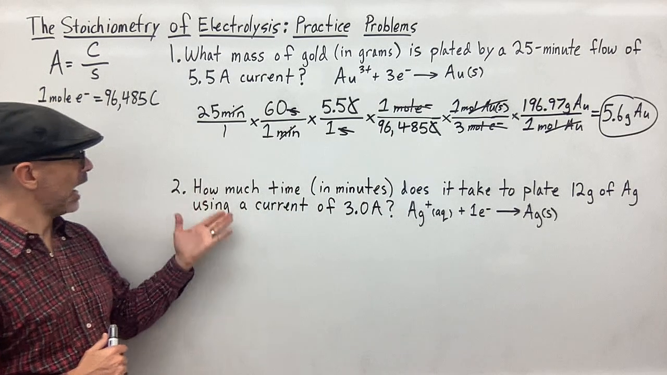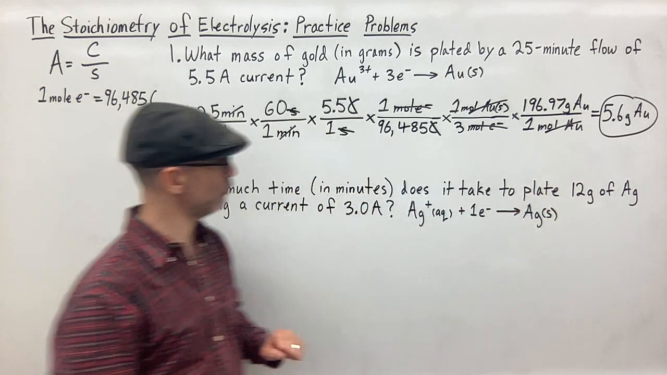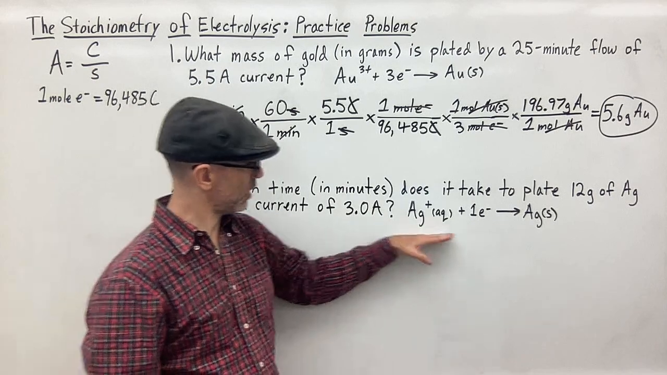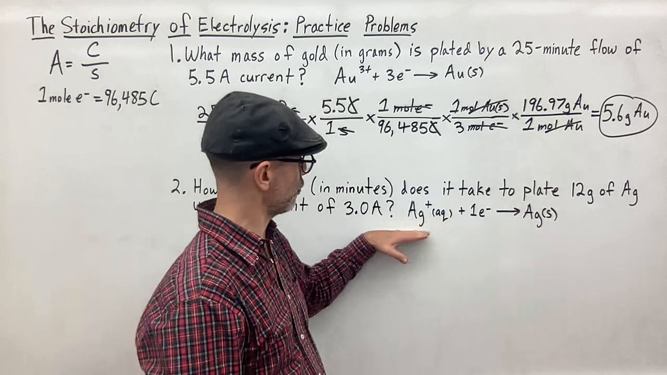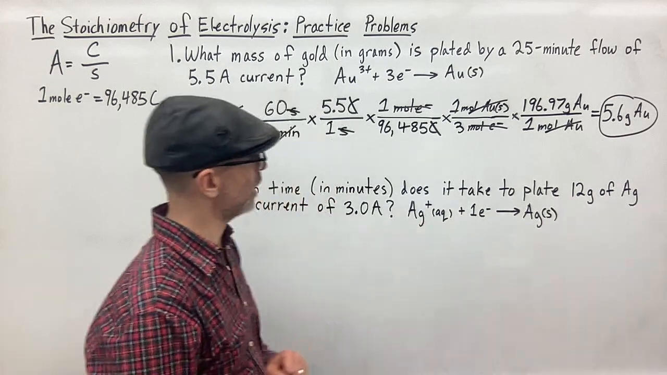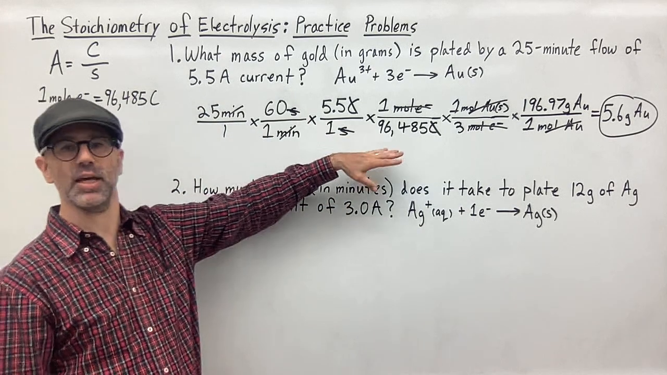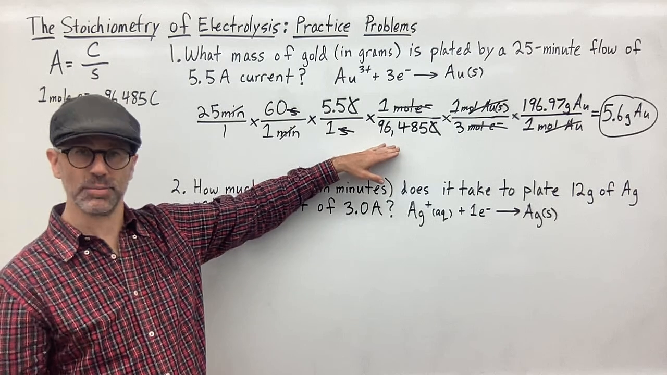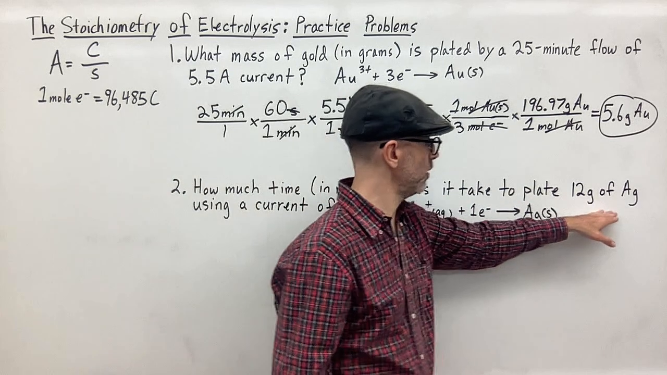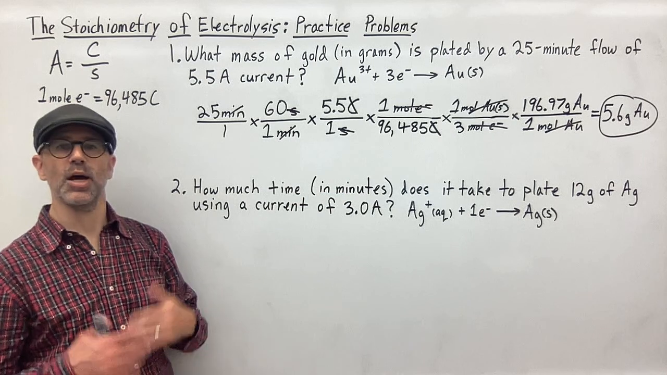The next problem is, how much time in minutes does it take to plate 12 grams of silver using a current of 3.0 amps? And then they give us this redox half reaction of silver ion to silver solid. So basically, this problem is the opposite of this problem. Here, we are given time, and they wanted grams of the gold. Here, they're giving us a mass of silver, and they want us to calculate time in minutes. So basically, it's going to be the same calculations, but backwards.